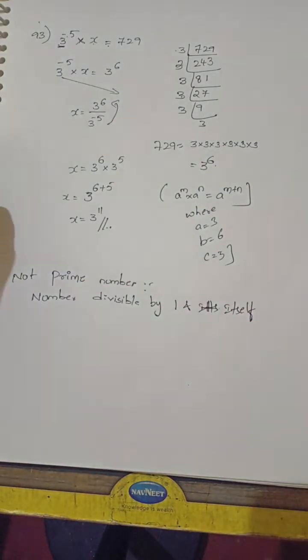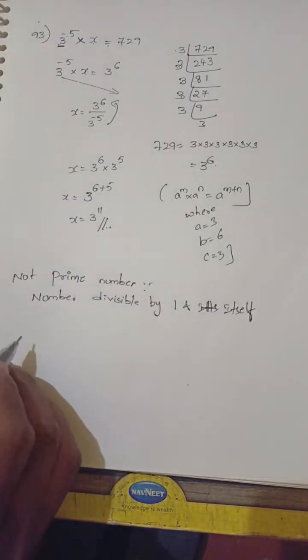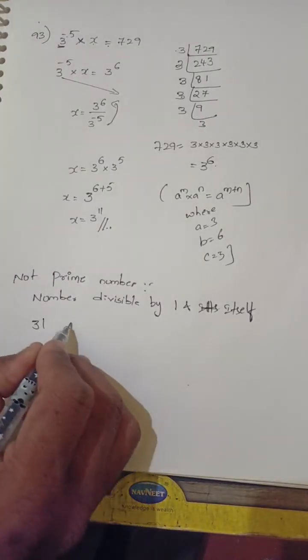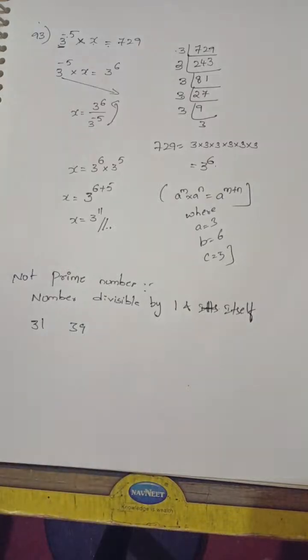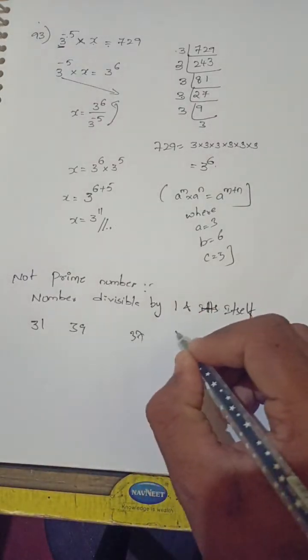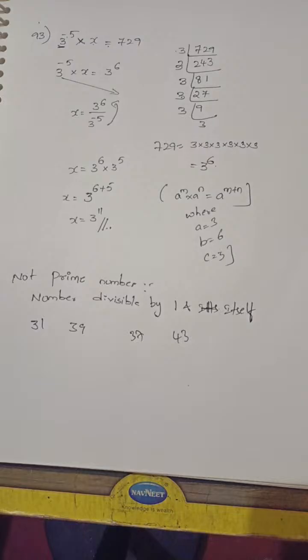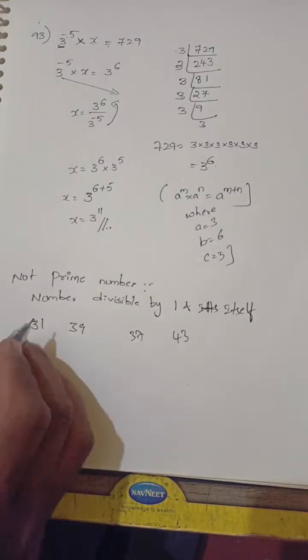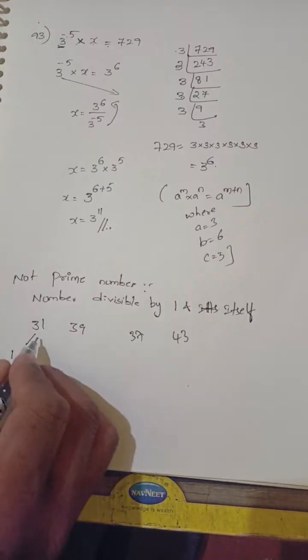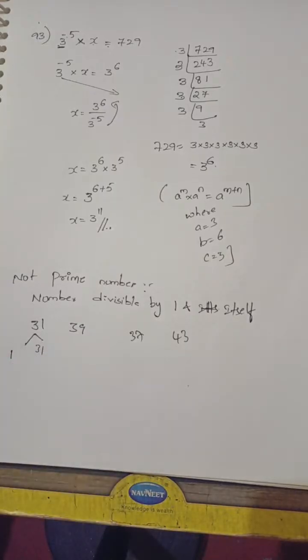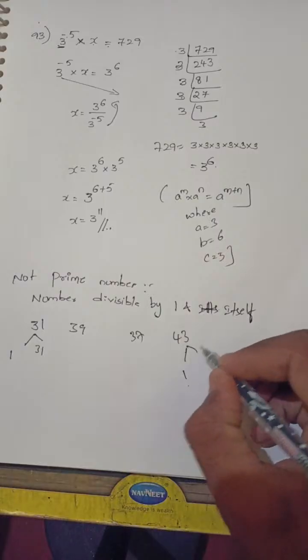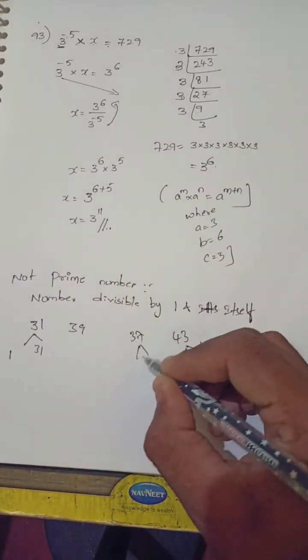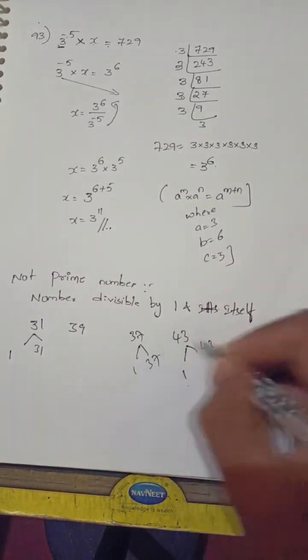So that is called a prime number. Here some answers are given. What are the answers? 31, 39, 37 and 43. Which of the following is not a prime number? See, prime number. So 31 is divisible by 1 and 31. 43 is divisible by 1 and 43. 37 is divisible by 1 and 37.